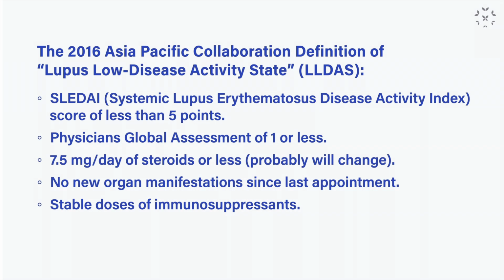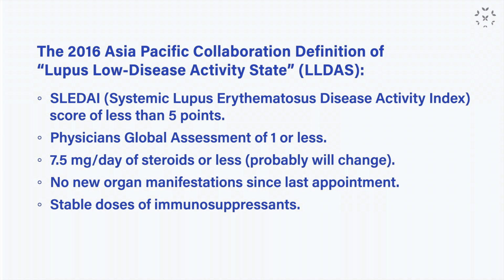Number 3, they had to be on low doses of steroids, and actually I wouldn't call this low doses, but they say 7.5 milligrams a day or less. And I think that's going to change for most definitions, because since 2016 we've learned that even low doses less than 5 milligrams a day are bad for lupus patients. But that's their definition. The patient had to be on 7.5 milligrams a day or less. They also could not have any additional organ manifestations since the last visit, so that's another important one, and their immunosuppressants had to be stable.